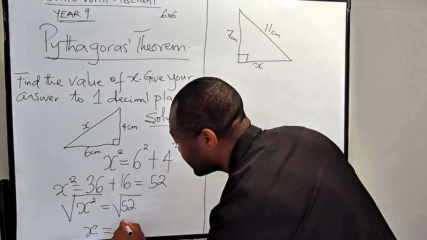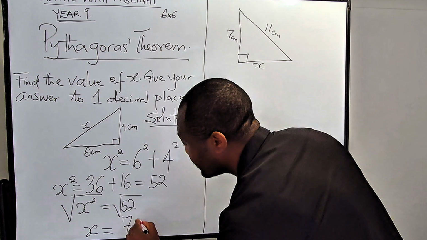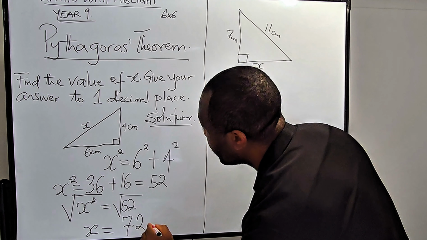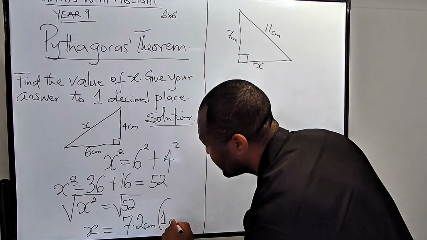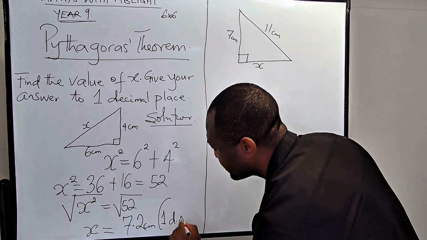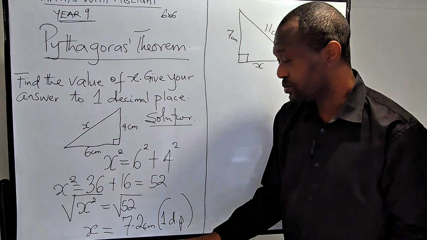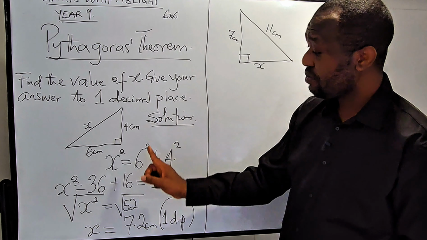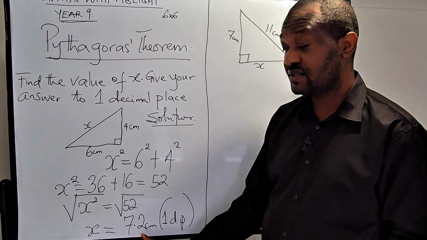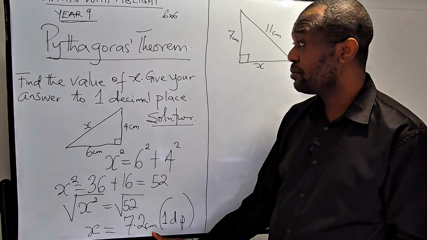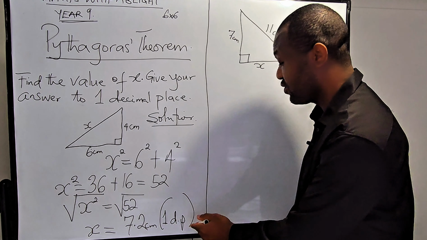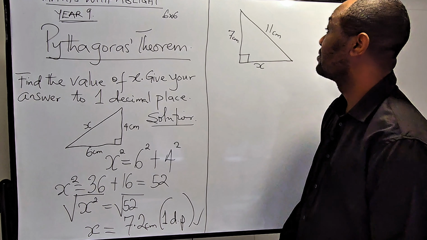So you just tell us it is 7.2 centimeters. Then put in bracket 1 decimal place. You must put this so that whoever is seeing the answer will know that you had to approximate to 1 decimal place. And that is your answer. You get your full mark.